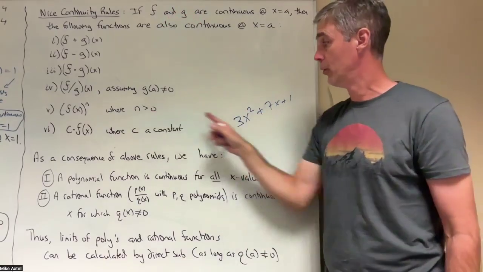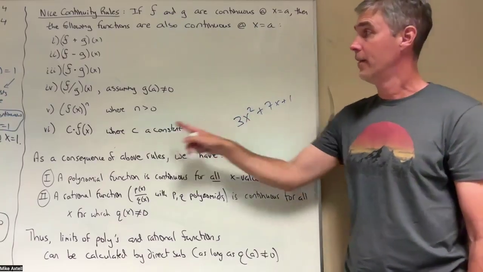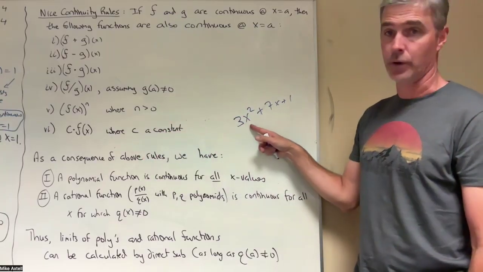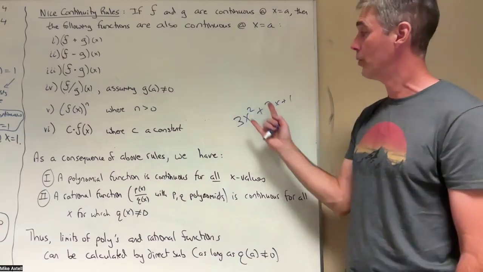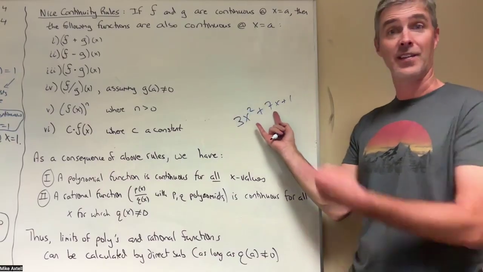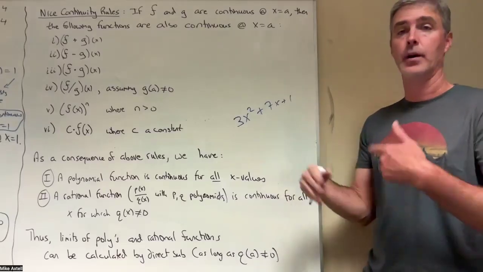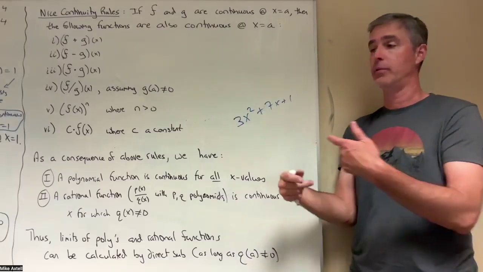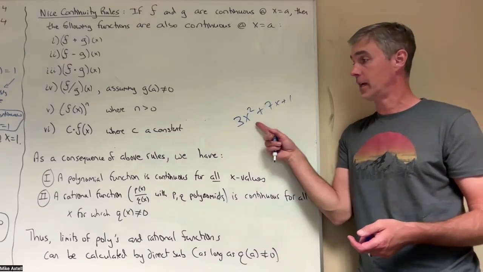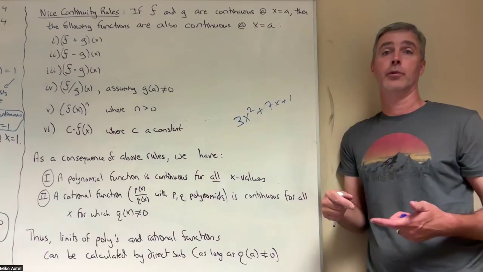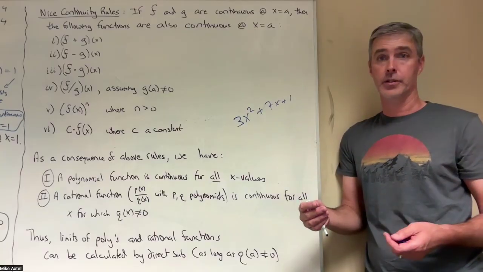So the rule would tell me x squared is continuous everywhere. Rule 6 would tell me that 3x squared is continuous everywhere, and 7x is continuous everywhere. Rule number 1 would tell me I can add 3x squared and 7x, and that's continuous everywhere. So I can use these very basic rules and build up more and more interesting functions and know that they're continuous. So for example, we know that all polynomials are continuous at all x values.